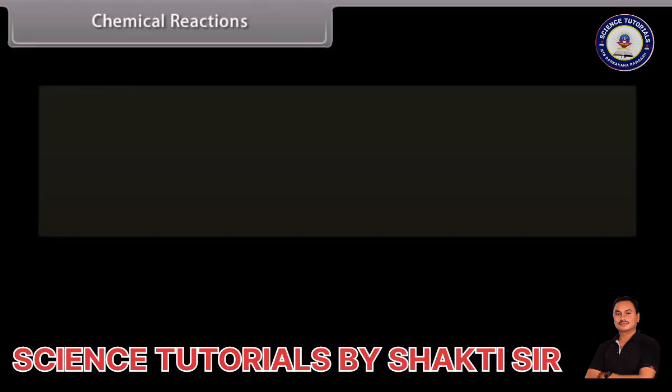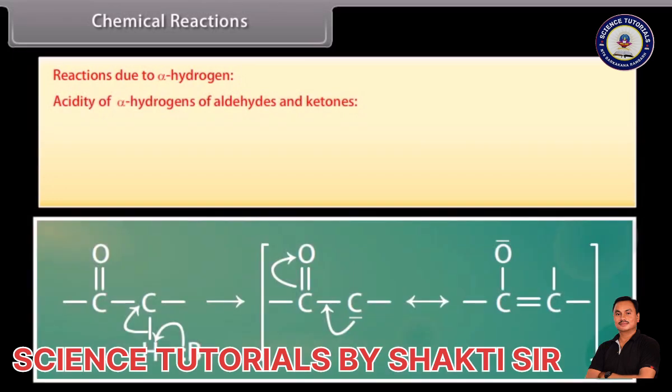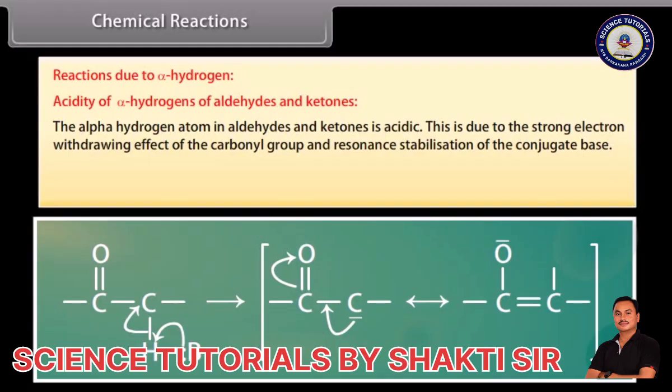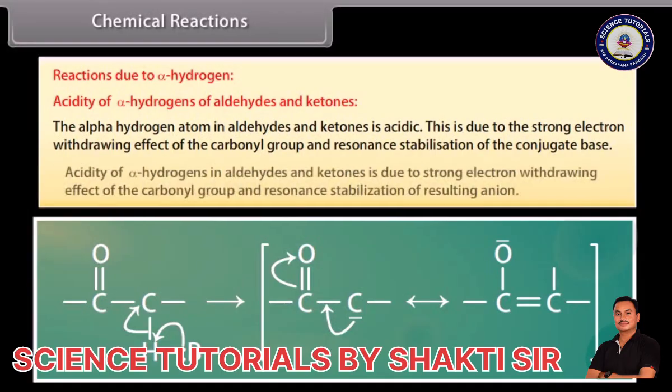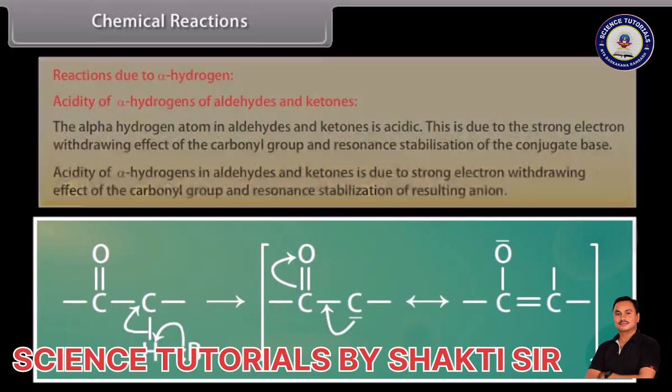Chemical reactions. Reactions due to alpha hydrogen. Acidity of alpha hydrogens of aldehydes and ketones. The alpha hydrogen atom in aldehydes and ketones is acidic. This is due to the strong electron withdrawing effect of the carbonyl group and resonance stabilization of the conjugate base, that is, the resulting anion.